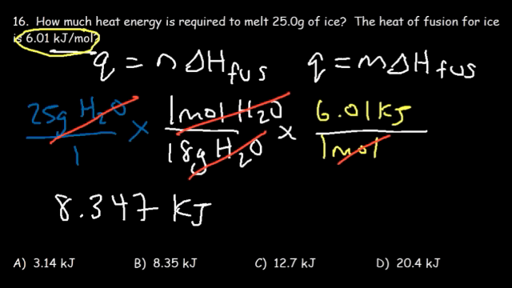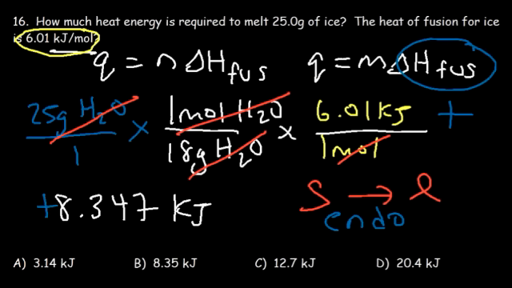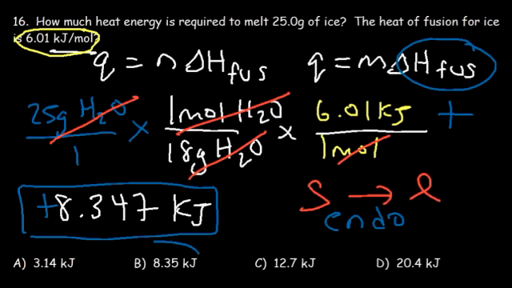Now, is the answer positive or negative? As you go from a solid to a liquid, as you melt ice into liquid water, is that an endothermic process or an exothermic process? Well, you have to add heat to melt ice. Because the ice cube has to absorb heat, it's an endothermic process. And for an endothermic process, the enthalpy is positive, so this is going to be a positive answer. The ice cube needs to absorb 8.347 kilojoules of heat to melt into liquid water. And the reverse is true. If you want to freeze liquid water into ice, you have to remove heat, so that would be an exothermic process. So freezing is exothermic, and melting is an endothermic process. So for this problem, the correct answer is answer choice B.